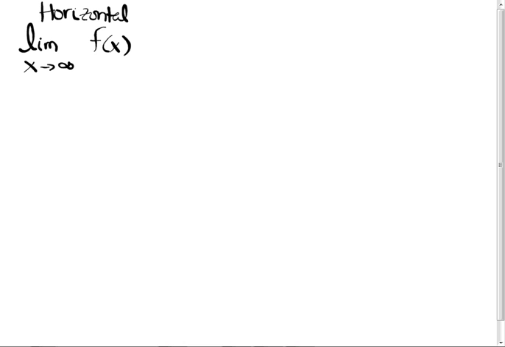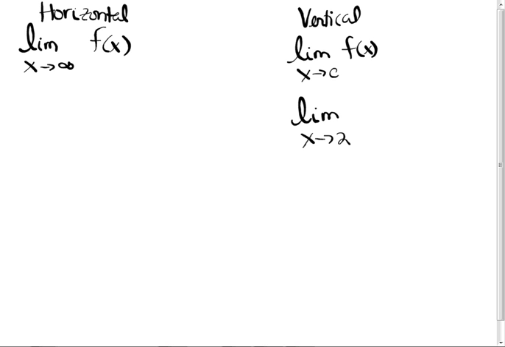And then we also have vertical asymptotes. That's the limit as x approaches some c value of f of x. So this would be something like the limit as x approaches 2 of 1 over x minus 2. Those to me are domain problems. When you have a vertical asymptote, you're going to have division by 0. I can't think of anything else. You're going to get division by 0, so you have a vertical asymptote.